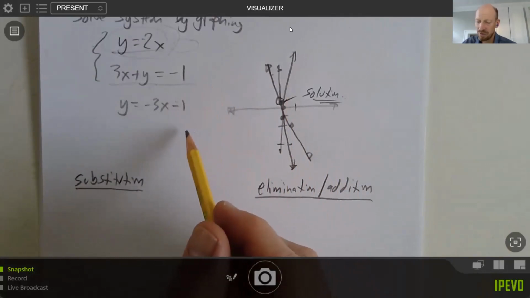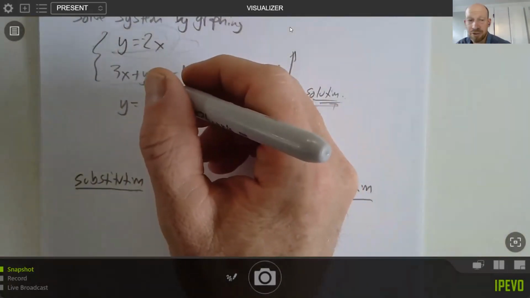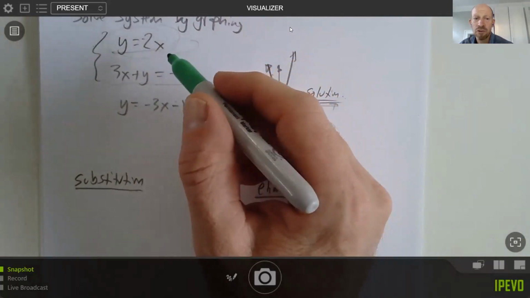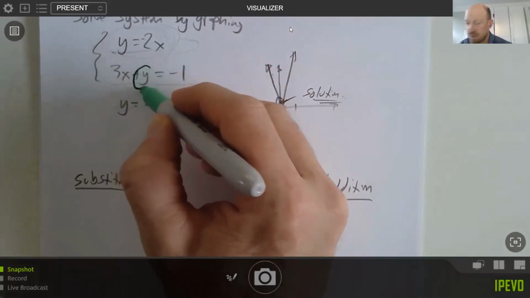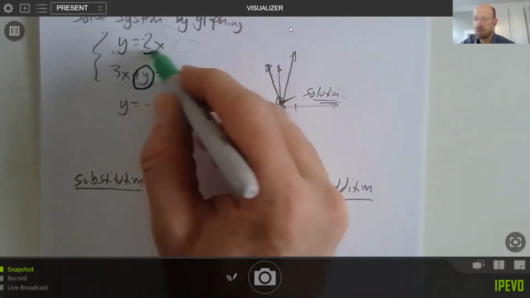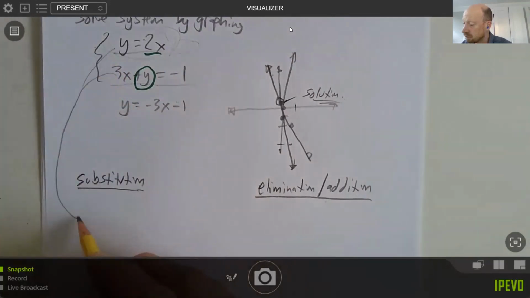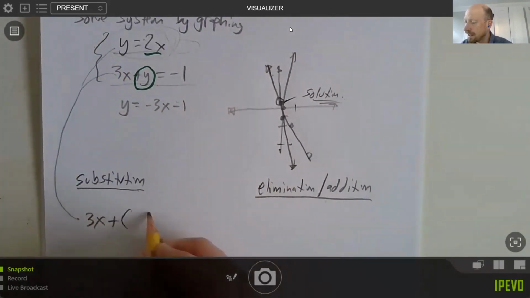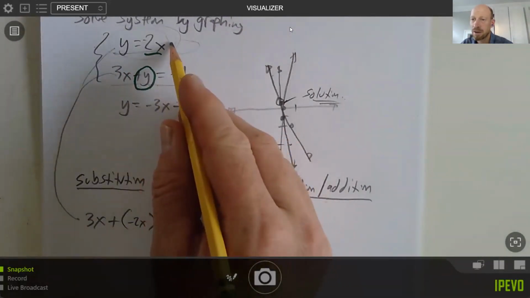And the way you do it is different depending on the technique you're using. So in substitution, what I'm going to do is take one of the equations and replace the variable using this equality, right? y is equal to minus 2x. So substitution says I can take those and put them together to get 3x, and instead of y, I'm going to substitute minus 2x equals minus 1, right? So instead of y, I replaced it with minus 2x.